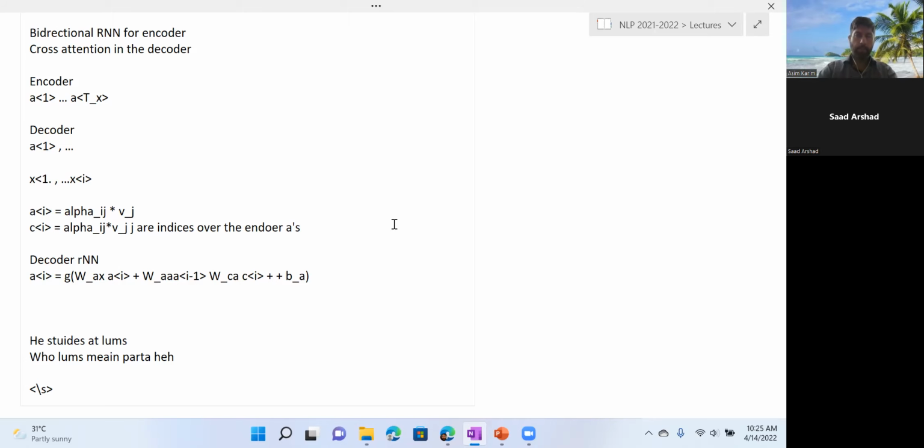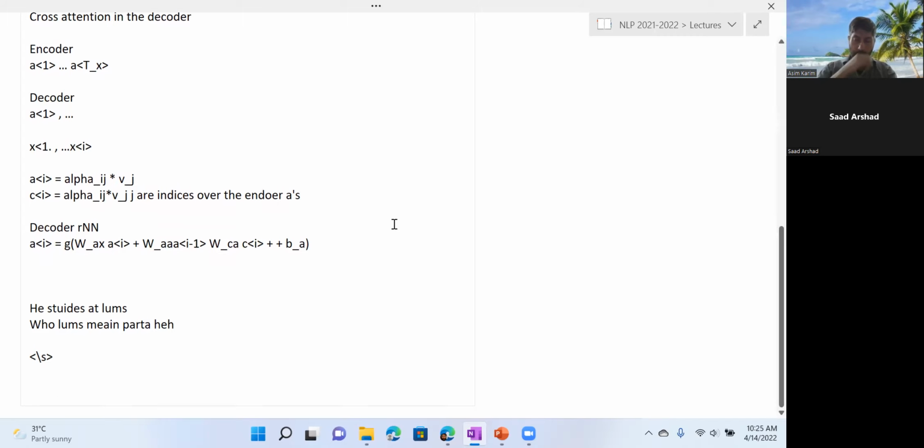Okay. So this is the standard RNN, the bidirectional RNN, the RNN with cross attention. And we have also talked about training, and we also talked about inference. Okay. So now let's talk about another idea, another concept, which is called beam search.